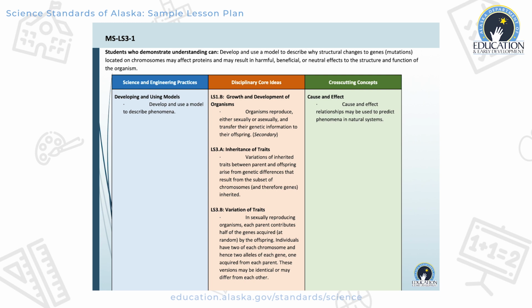Cross-cutting concepts in this one that's pretty easy to see is the cause and effect the different DNA would have in the traits.